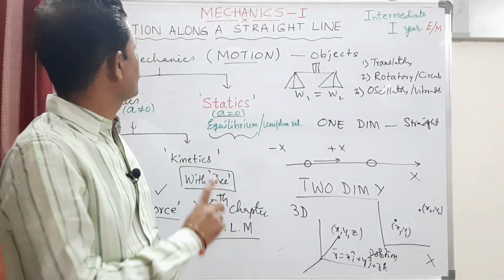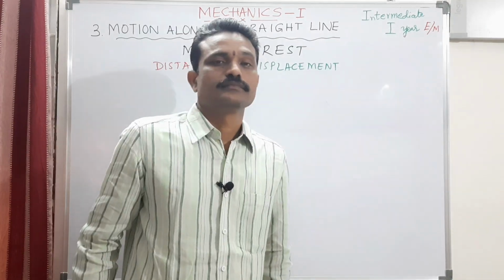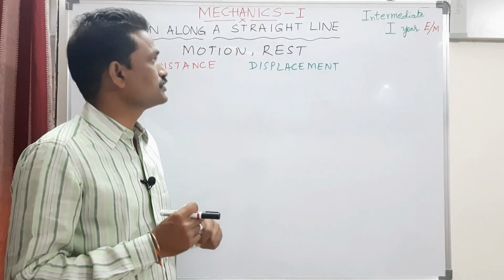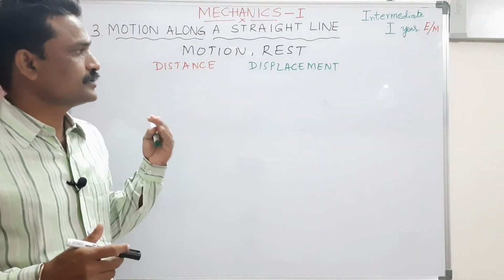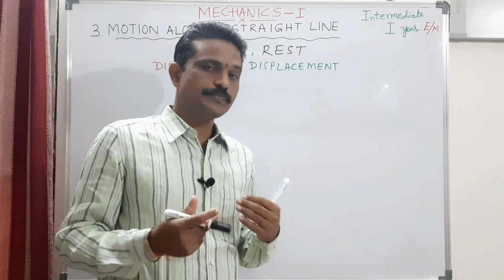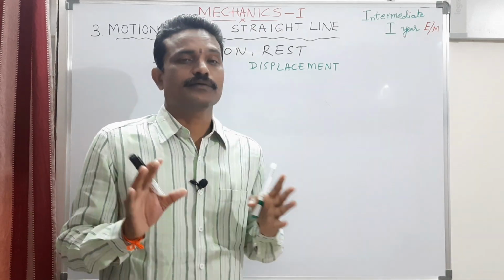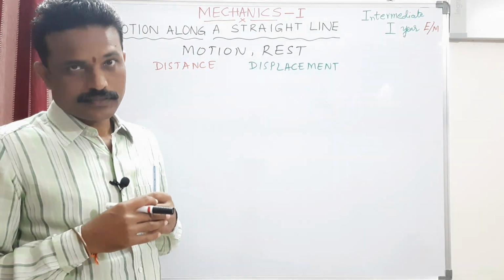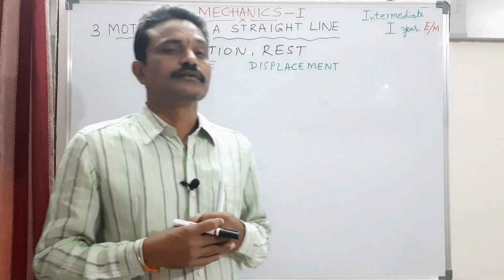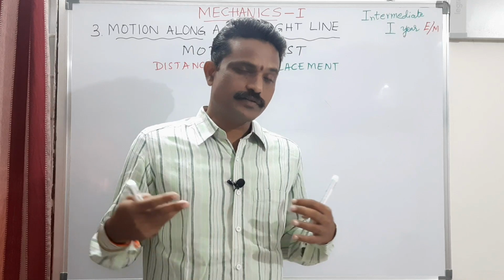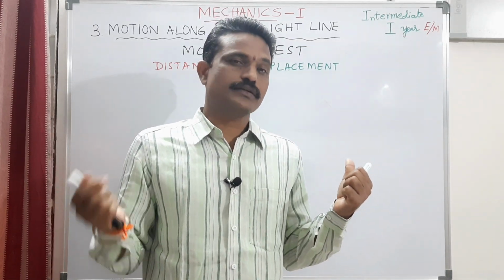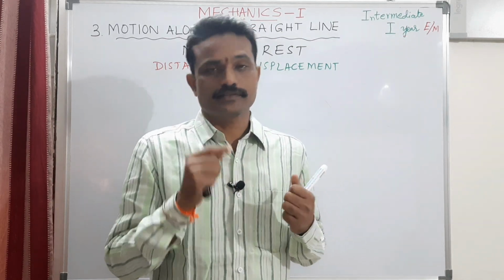dimensional motion, that is nothing but motion along a straight line. The first term that we come across in mechanics is motion. As I told you, if the position of the object is changing with respect to time as well as with respect to its surroundings, then that object is said to be in motion. The best example is, you are going to the college. You started at 9 o'clock. While you are going in the bus, while you are traveling, your surroundings are changing. Suppose you started at 9 o'clock and you reached the college by 9:30.